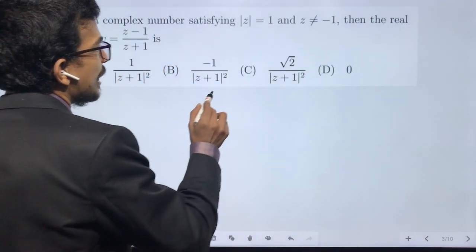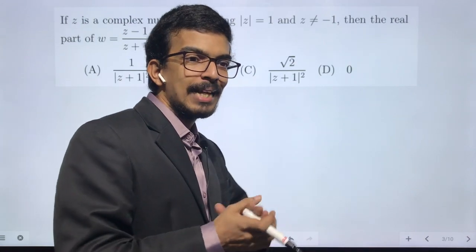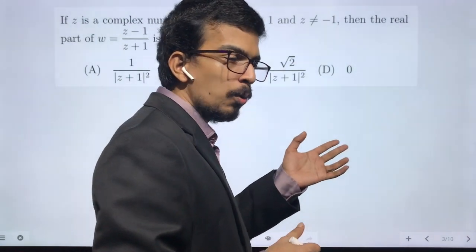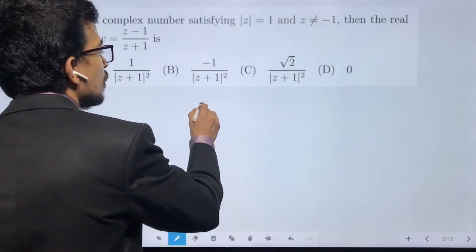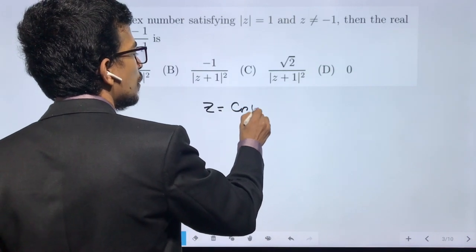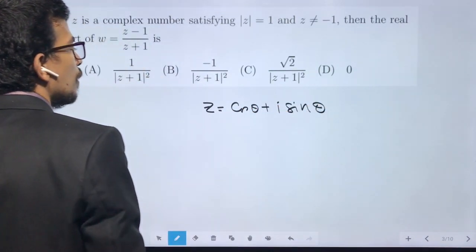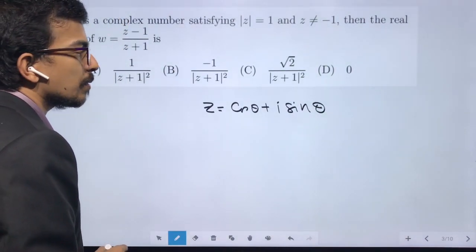Now, in this approach, I am going to use the same polar form, but the algebraic manipulation will be slightly different. Let's see how the manipulation can be done in a different way. So, put z is equal to cos theta plus i sin theta, just like in the previous case.